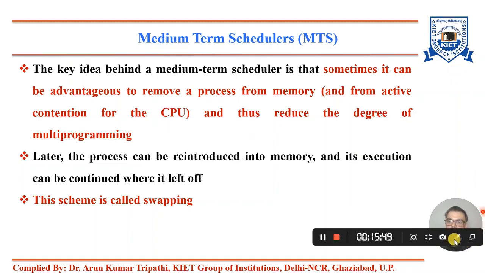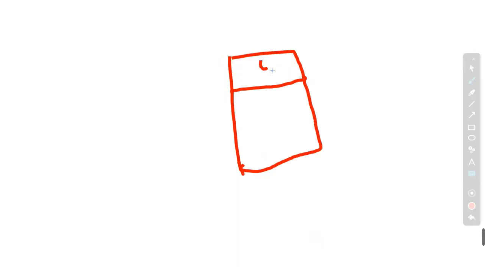For example, here is the main memory. This portion is taken by the OS, and here are three processes, P1, P2 and P3. P1 is executing, P2 is executing, and P3 is also executing in sequential order. Now, suppose that P1 requires a printer, but the printer is busy somewhere, and a new process wants to be brought into memory to get executed.